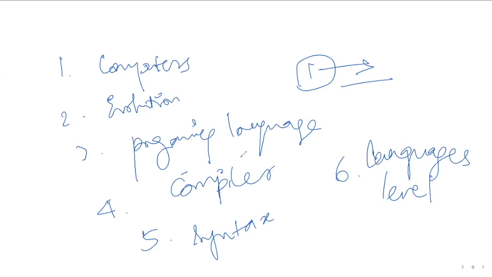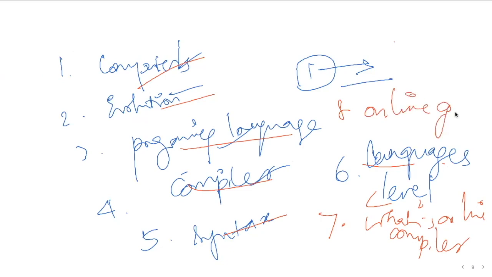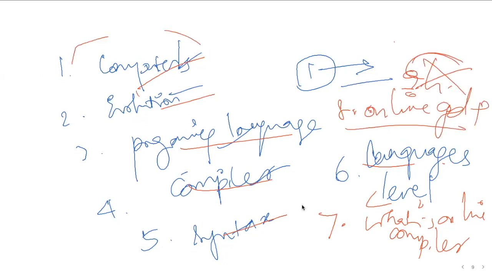Now I'll quickly tell you once again what we have learned. As I mentioned earlier: computers, evolution, programming language, compilers, syntax, and language levels. And now we have learned what an online compiler is and how to use it, and we have learned about the online GDB compiler. These are the topics we have learned today.